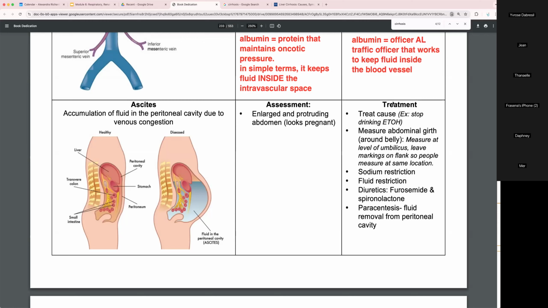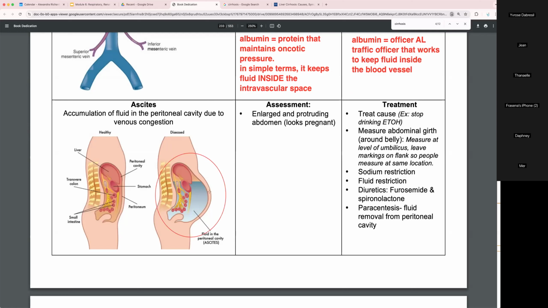We've established some very important principles about albumin. Albumin maintains the oncotic pressure. It keeps fluid inside the blood vessel so that fluid doesn't leak out. In someone with cirrhosis, they don't make enough albumin. So what do you think is going to happen to the fluid inside their blood vessels? Do you think the fluid's going to stay inside, or do you think it's going to leak out? It's going to leak out.